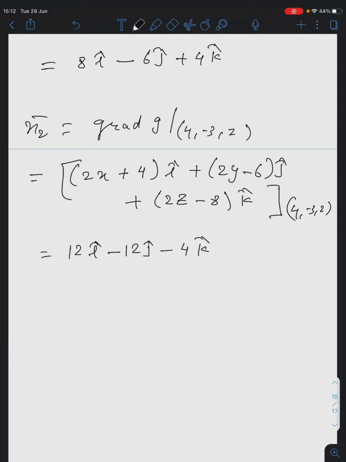So n1 bar and n2 bar are along the normals to these two surfaces at the point (4, -3, 2), and theta is the angle between these two surfaces. So cos theta is equal to n1 bar dot n2 bar by mod of n1 bar mod of n2 bar. So calculate and tell me the answer.